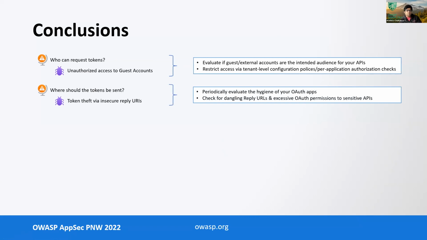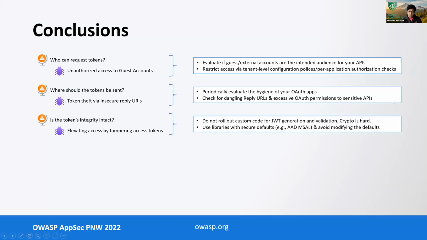The second thing is hygiene itself. When we're talking about OAuth, we're talking about a new territory. For example, we know about XSS and SQLi. Of course, that game also keeps changing because of changing libraries and things like that. But OAuth is a completely new territory, and the hygiene of your apps and your configurations is very critical, so we should periodically evaluate it. Check for dangling reply URLs or excessive OAuth permissions to sensitive APIs. That's the key guidance there.